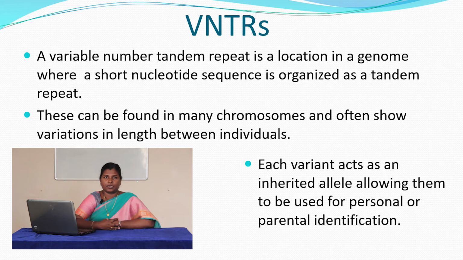What are VNTRs? A variable number tandem repeat is a location in a genome where a short nucleotide sequence is organized as a tandem repeat. These can be found in many chromosomes and often show variations in length between individuals. Each variant acts as an inherited allele, allowing them to be used for personal or parental identification.